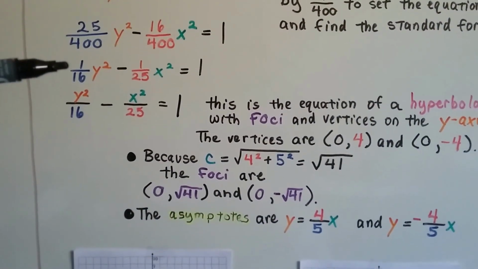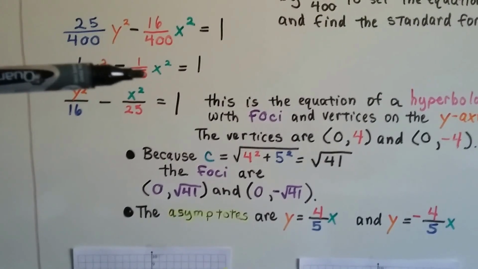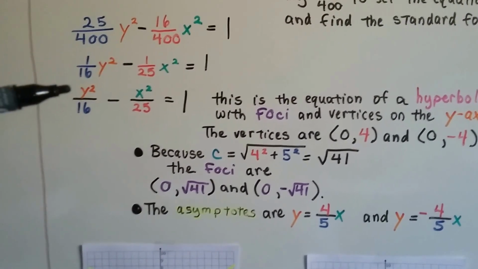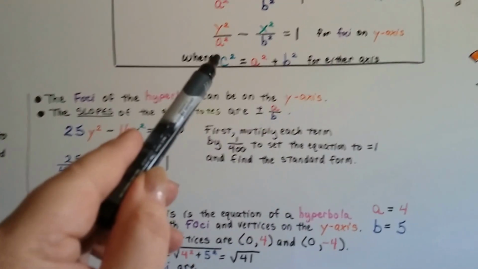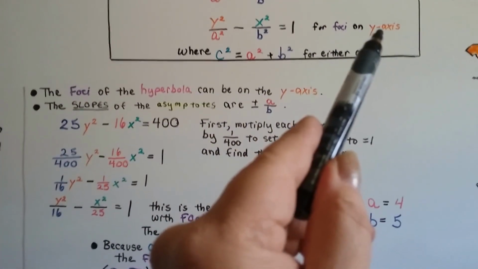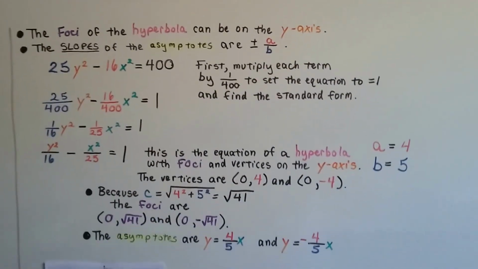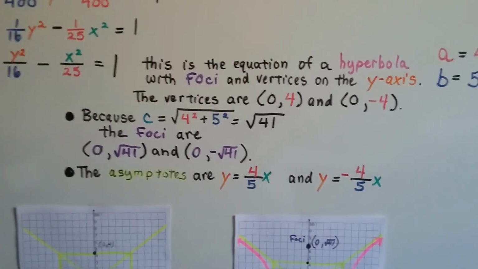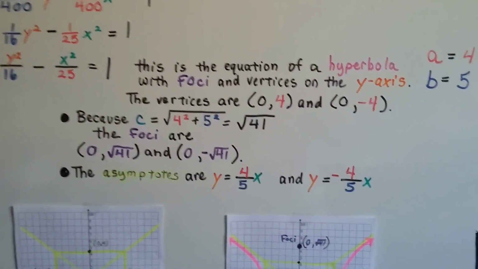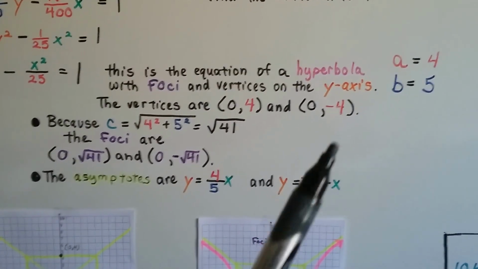So now here's our equation. We don't have to write this 1 up here. We can put the y squared and the x squared up here. And now, look, we've got our y squared first, and it's the y-axis that the foci are on. See that? And this is the equation of a hyperbola with the foci and vertices on the y-axis. So the vertices are (0, 4) and (0, -4).